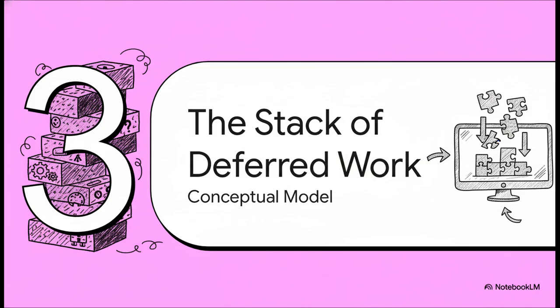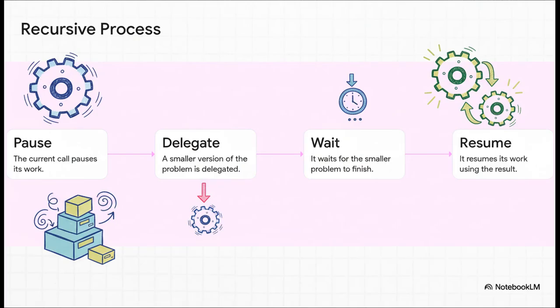Okay, so this all makes sense conceptually, but how does a computer actually keep track of all this breaking down and solving? The best way to picture it, conceptually, is as a stack of deferred work. Picture it like this. A function gets a job to do. It starts working, but then it hits a recursive part. What does it do? It literally pauses everything it's doing. It then delegates a smaller version of the problem to a brand new call of itself. It then just waits.